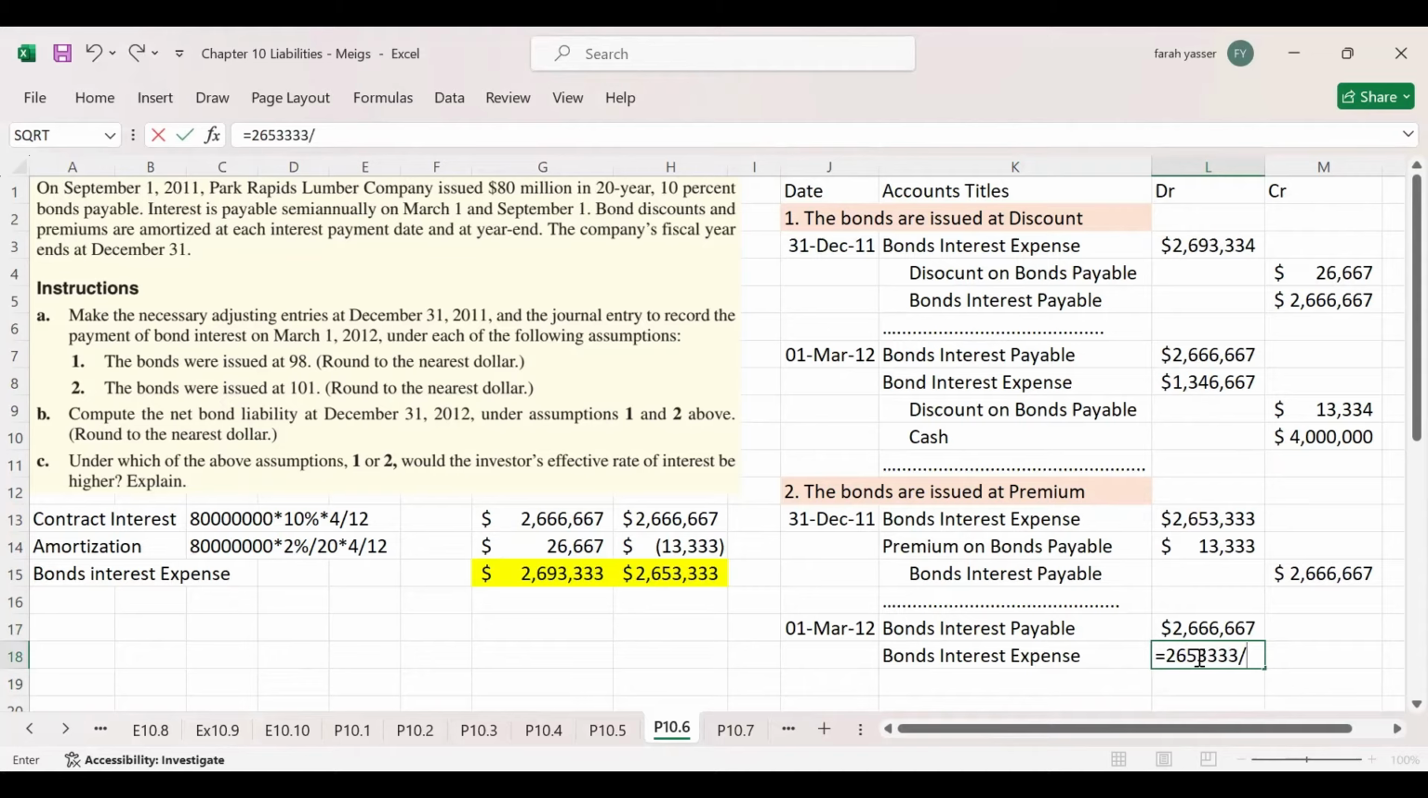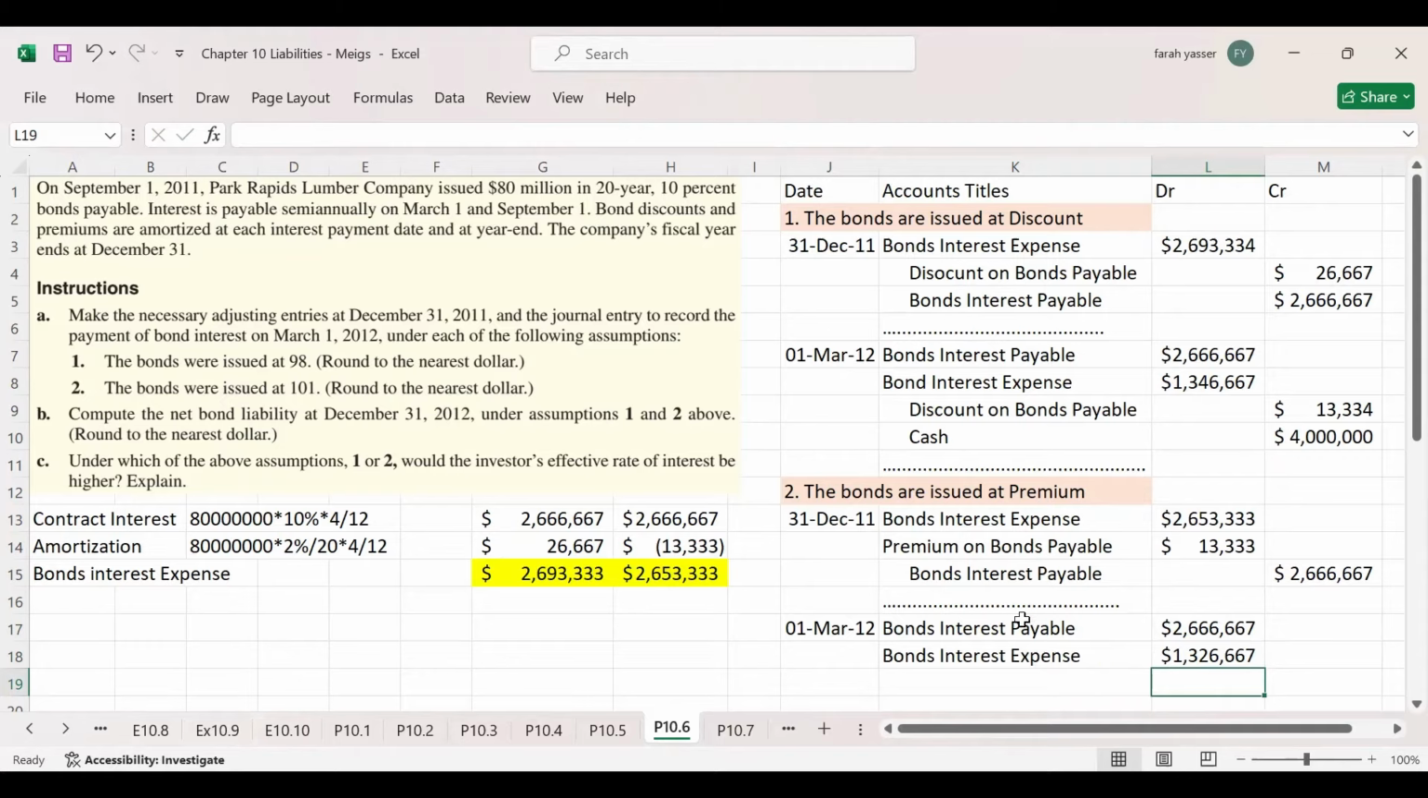3 will be divided by 2. Why? Because this amount represents 4 month amount, and we are recording here on March for 2 months. So now this has been converted into 2 month amount, and then we will record here.